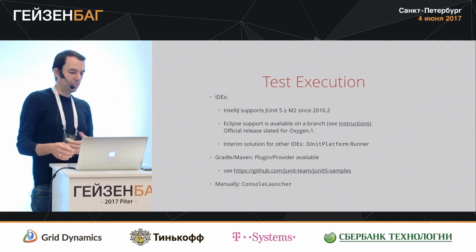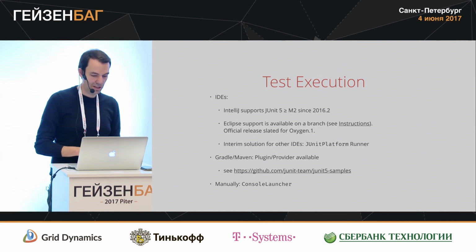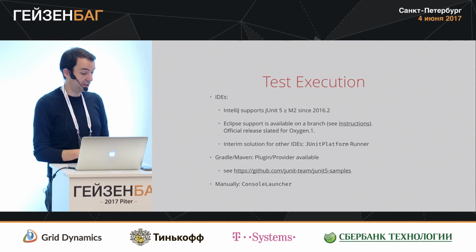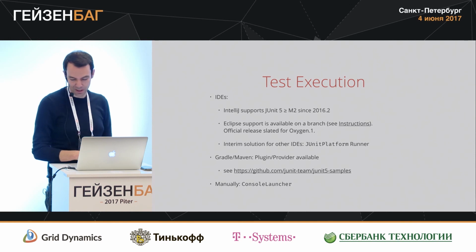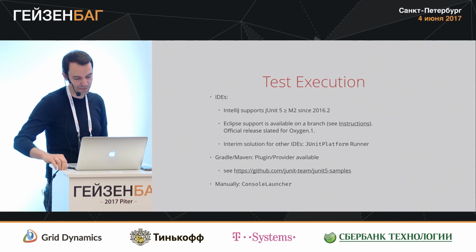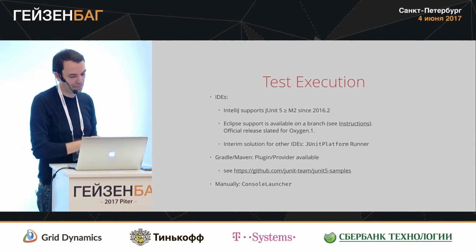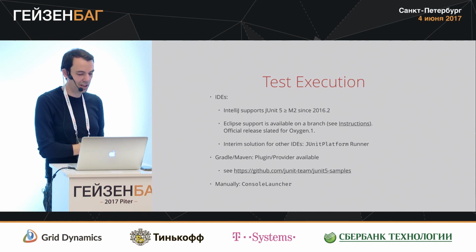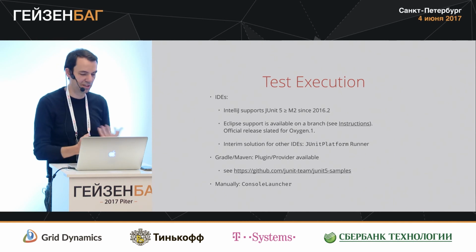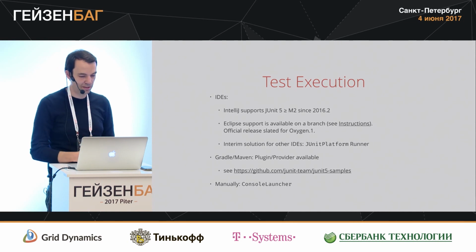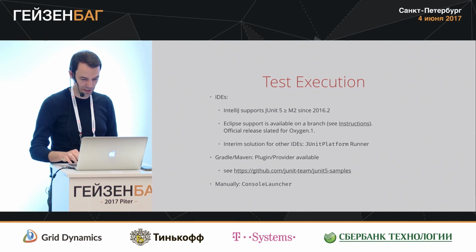As I've said, IntelliJ has supported JUnit 5 for a long time now, since 2016.2. There's already Eclipse support available on a branch right now. We are really in close cooperation with them, and we have aligned our roadmap with theirs. So when we follow our roadmap and ship the GA version in August, this should be in time to get into the first service release of Oxygen, which is in September. So starting in September, you will have official Eclipse support as well. The rest I said.